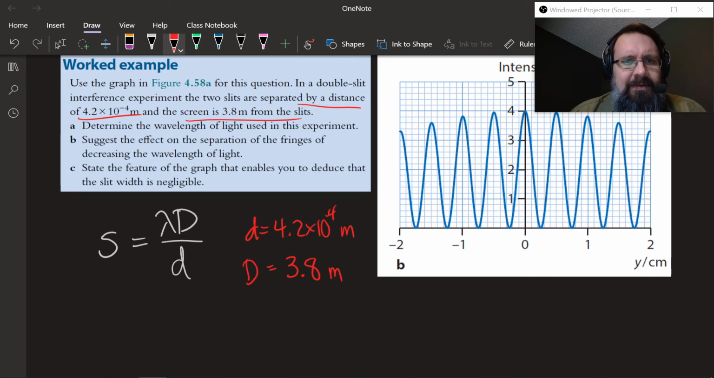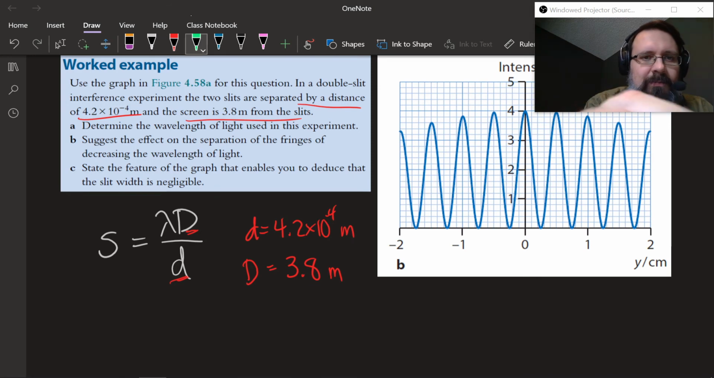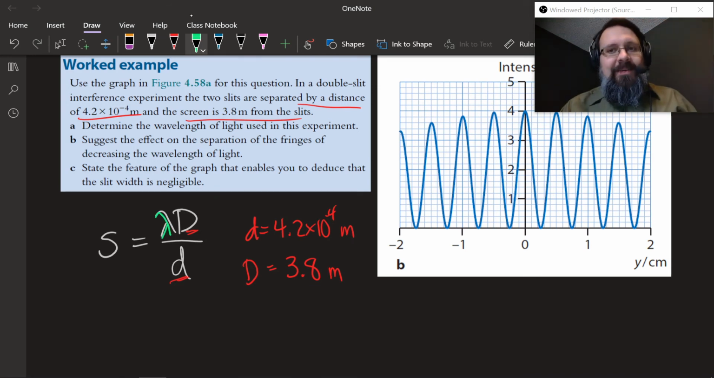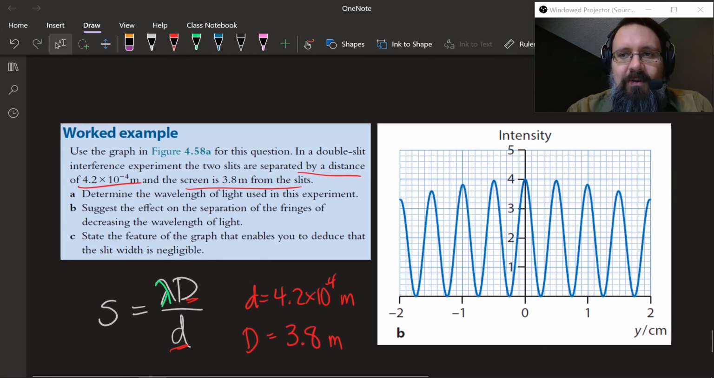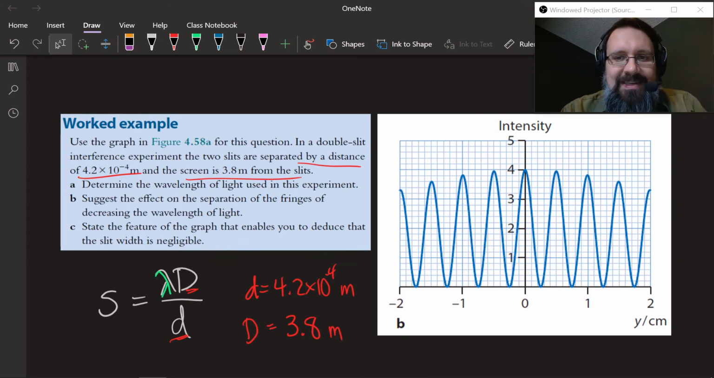And what are we missing? So we've got little d, we've got big D. Oh, we're missing the wavelength, which is what it asked us to find. But notice that in order to find the wavelength, we've got to figure out what S is. And so that's where the picture comes in, the graph over here. We can find S from this picture.